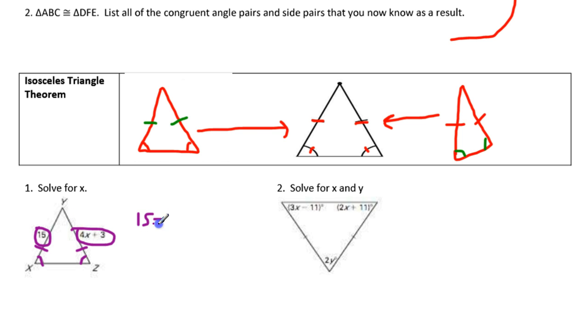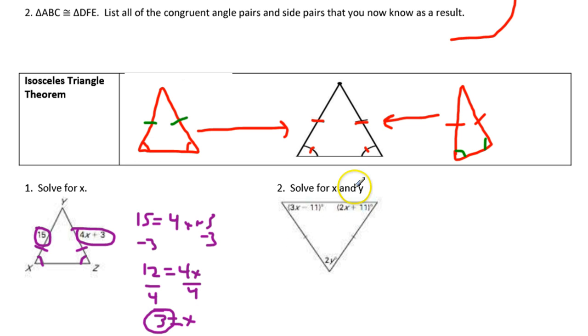So 15 equals 4x plus 3. We take away 3 from both sides. So then 4x equals 12. And then we're going to divide both sides by 4. And we get 3 is equal to x. So solve for x, x equals 3.